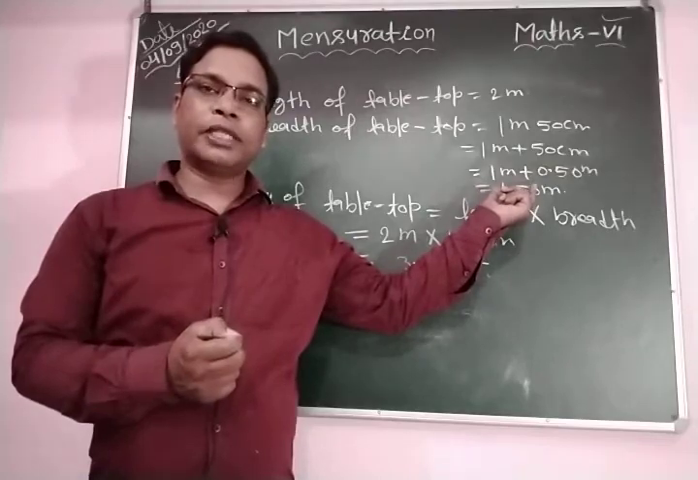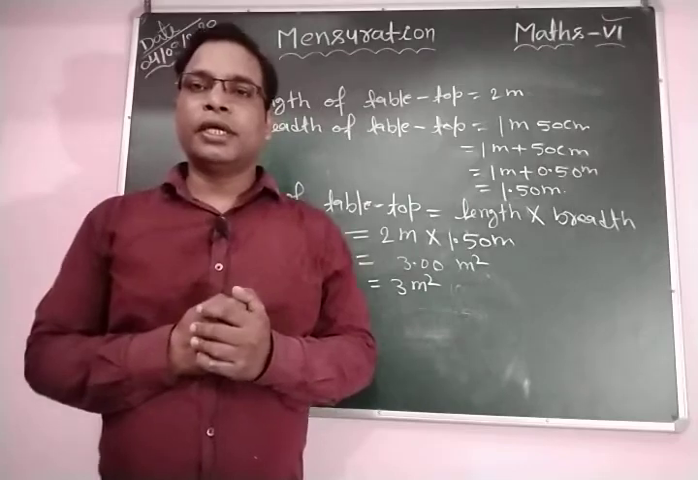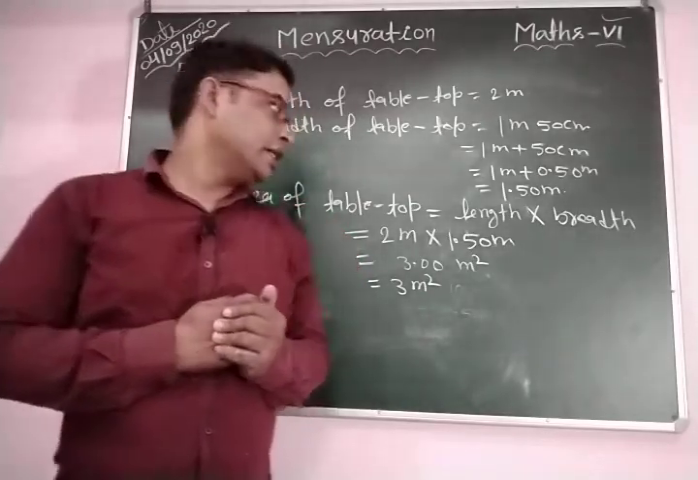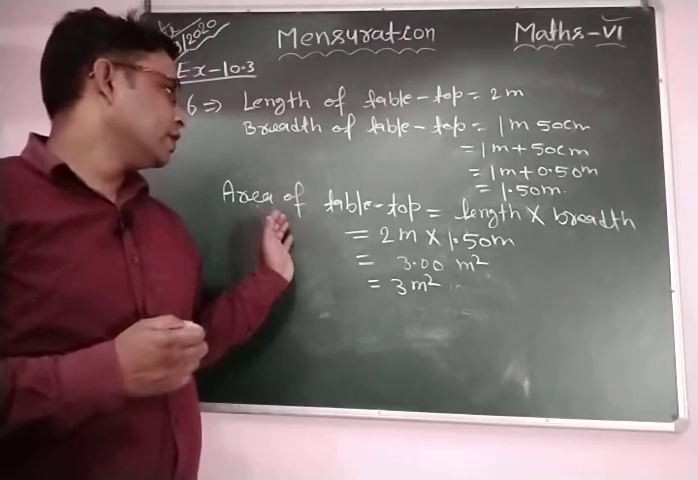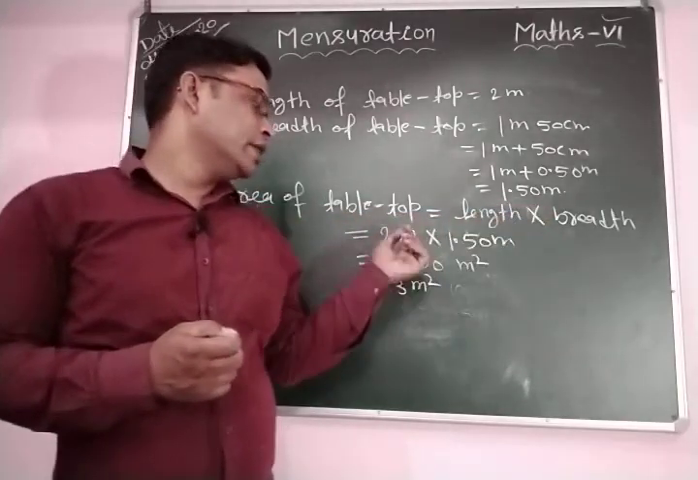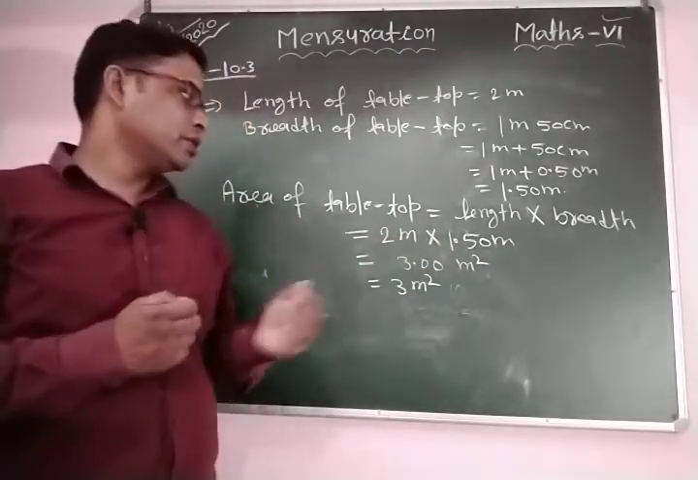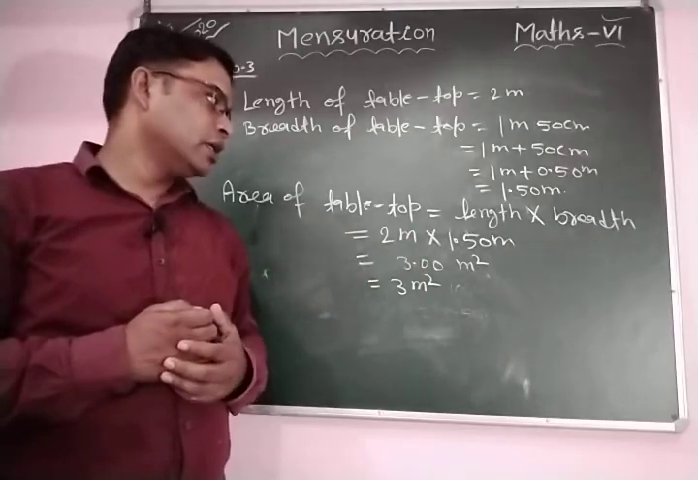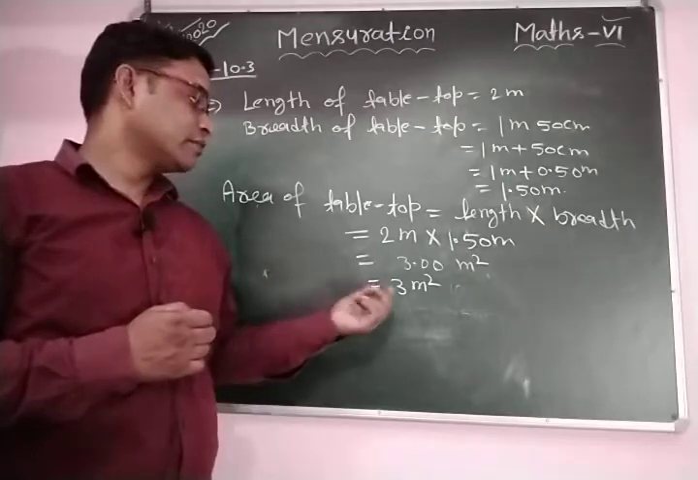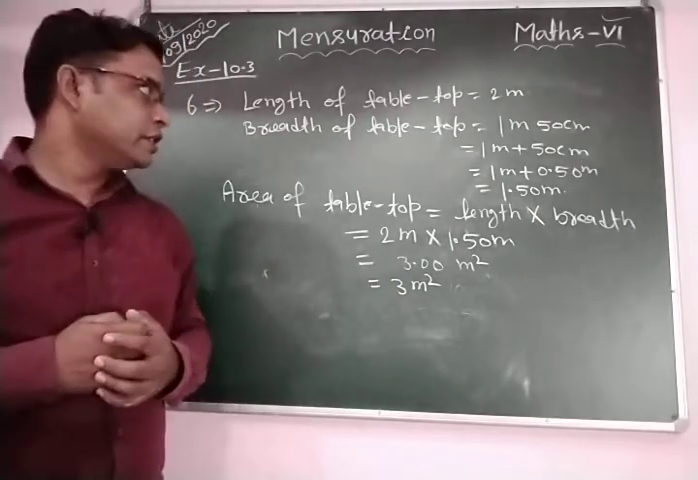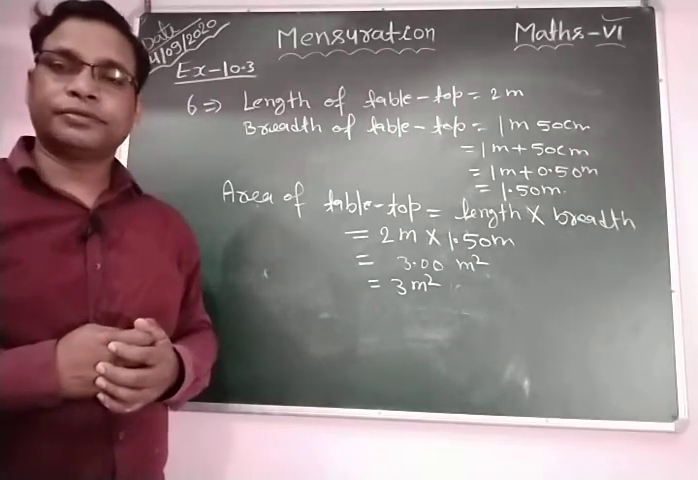This is the breadth of the tabletop, and we know the tabletop is rectangular, so the area of the tabletop is length into breadth. Here the length is 2 meters and the breadth is 1.50 meters, so 2 meter into 1.50 meters. If you multiply that, you obtain 3.00 meter square, or 3 meter square. So the area of the tabletop is 3 meter square.